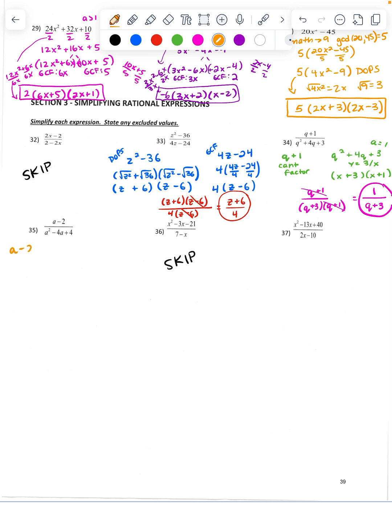For this next problem, I'm looking to factor a minus 2 and a squared minus 4a plus 4. A minus 2 is a binomial, so it's either going to be DOPS or GCF. It can't be DOPS because 2 is not a perfect square. So I'm thinking it would be GCF, but when I do a math arrow to the right 9 of 1 and 2, the only GCF I have is 1, and that's not a GCF, and they both don't have variables, so this one can't factor.